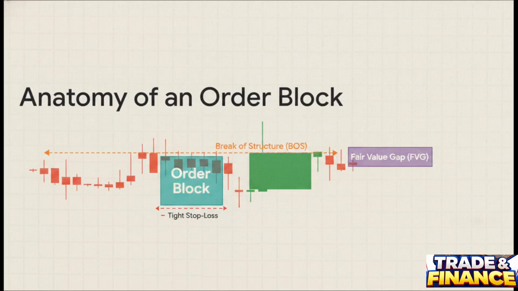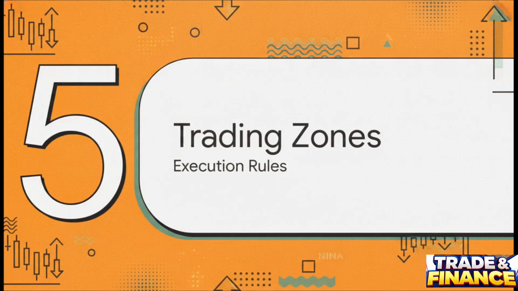The anatomy of a valid order block comes with some pretty strict rules. It's the final bearish candle right before a strong bullish push, or the final bullish candle before a drop. It represents the exact moment of institutional absorption. Crucially, a valid order block must cause a break of structure, meaning it actually breaks a previous swing high or low. And often it leaves behind a fair value gap, which confirms the move was genuinely institutional and not just a random retail spike. Because it focuses on a single candle, it allows you to operate with much tighter stop losses.